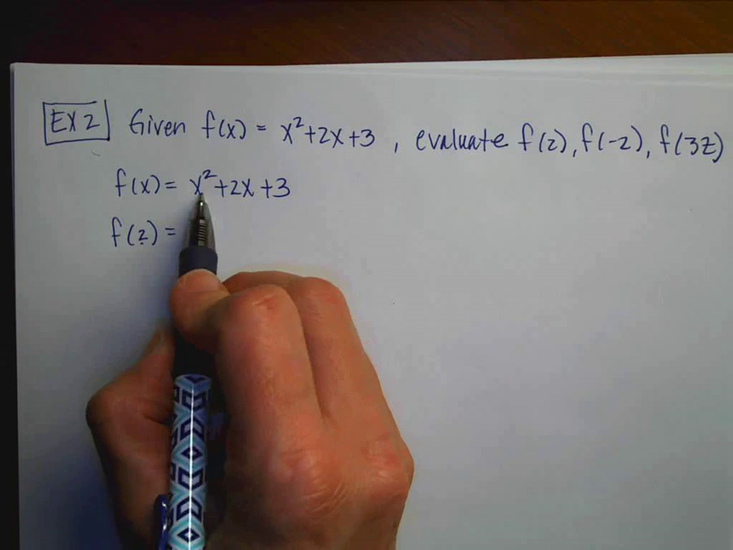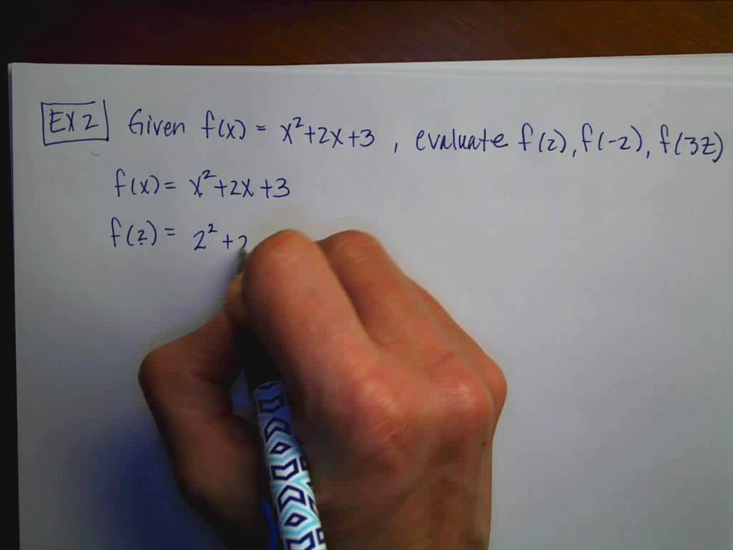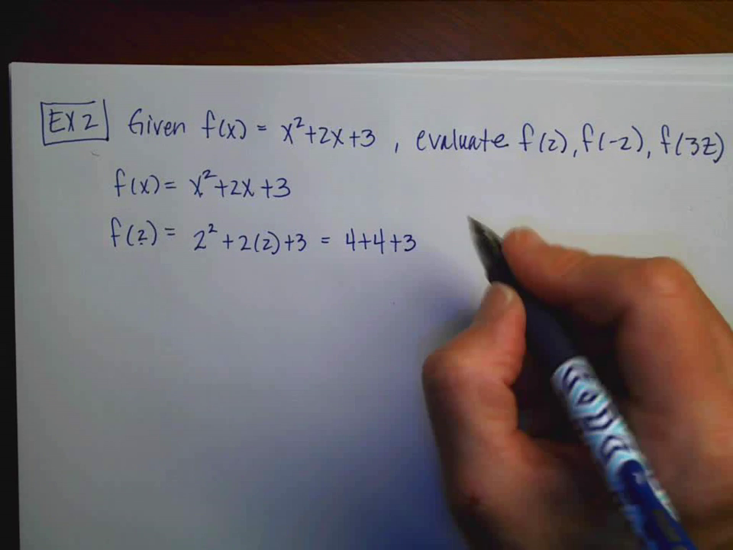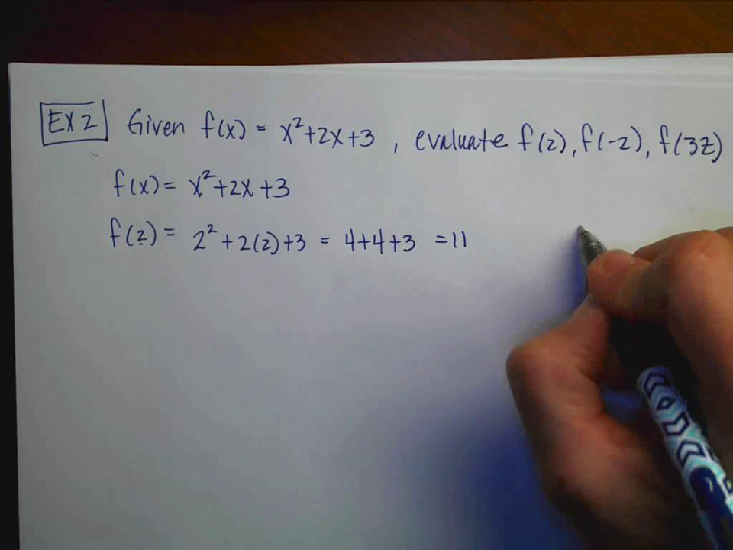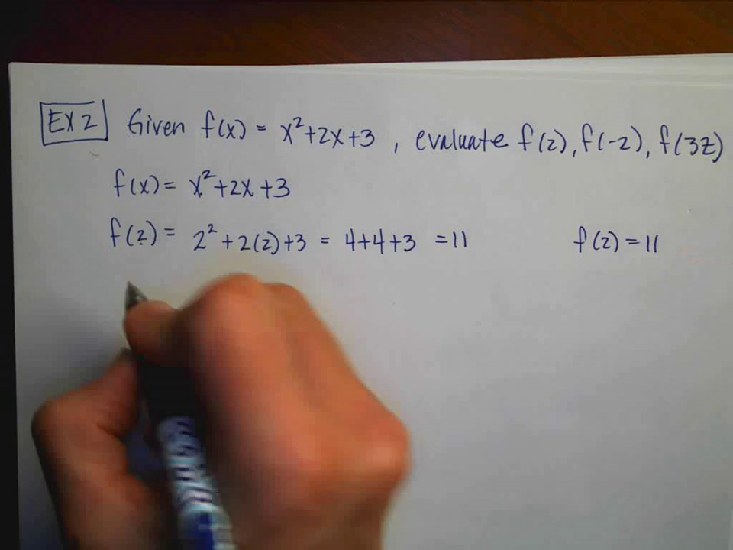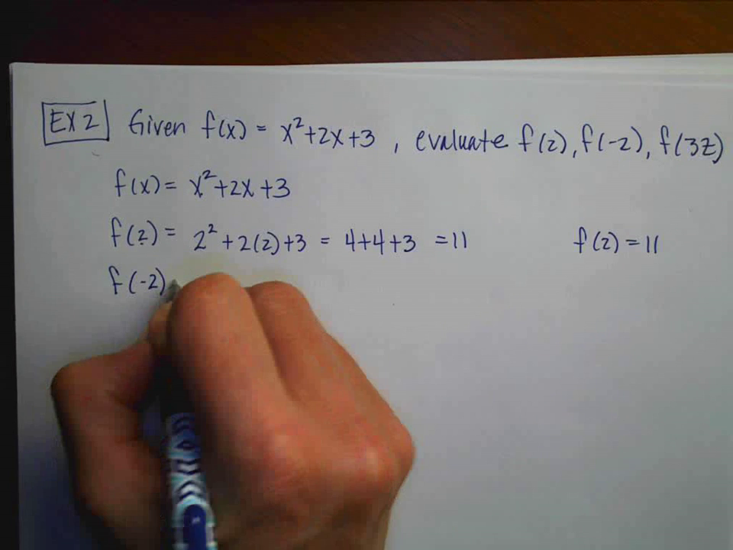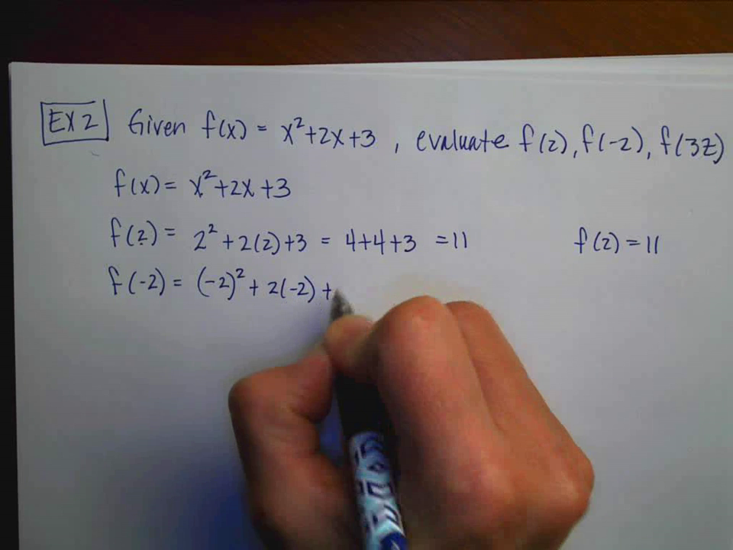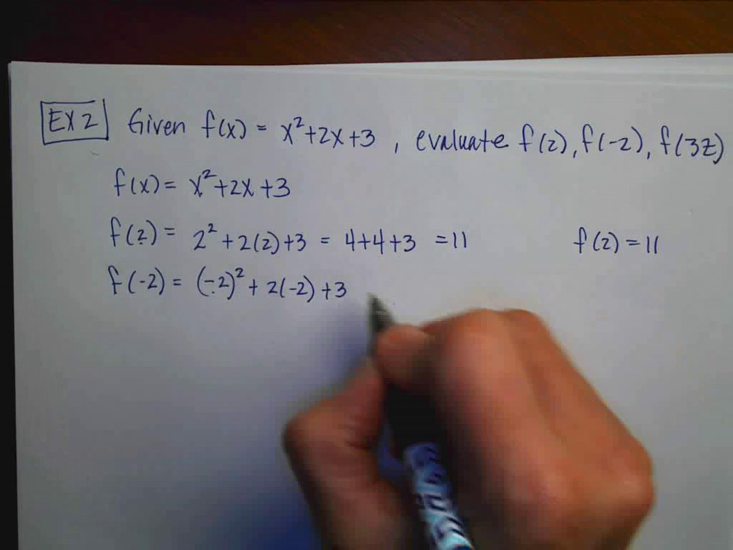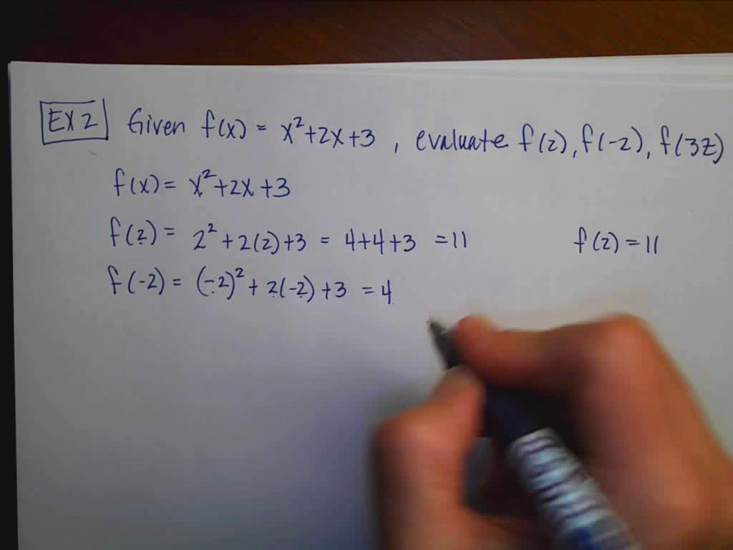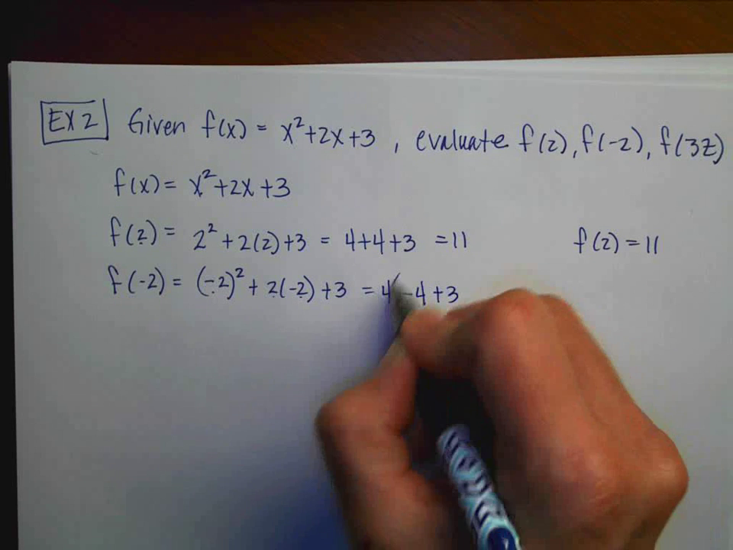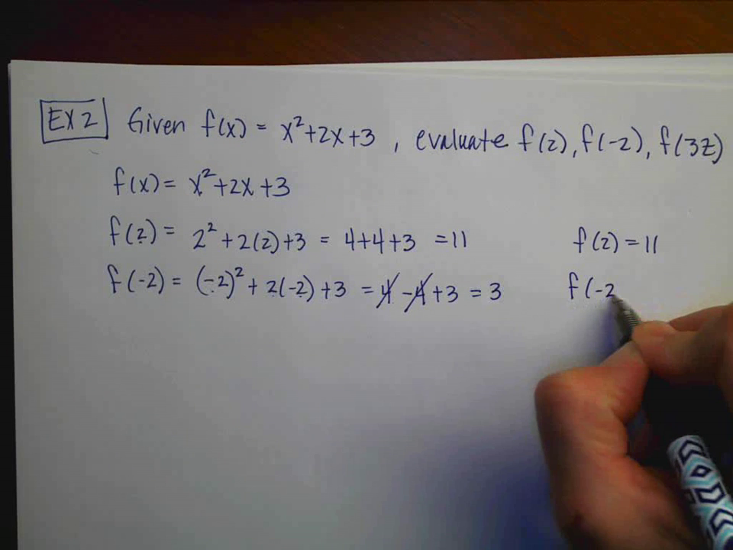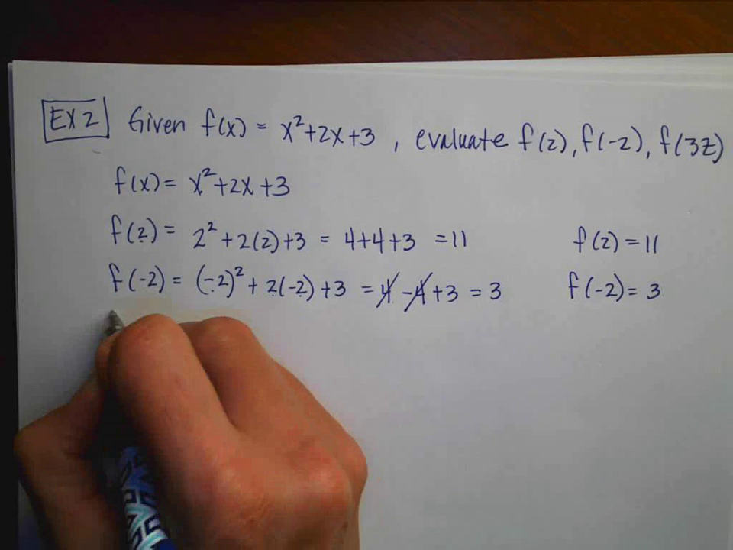So 2 is going to be the input going in everywhere there's an x, so it's going to be 2 squared plus 2 times 2 plus 3, which is 4 plus 4 plus 3, and that's going to give me 11. And then I would write my solution, f of 2 is 11. If I do f of a negative 2, it's going to be a negative 2 squared plus 2 times a negative 2 plus 3. A negative 2 squared is a positive 4. 2 times a negative 2 is a negative 4 plus 3. The 4's cancel and equal 0, so my answer is 3. So f of a negative 2 is 3.